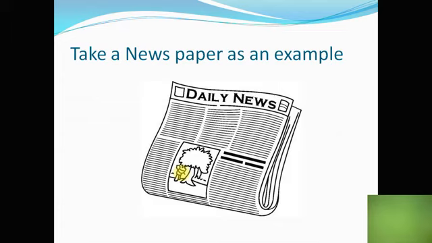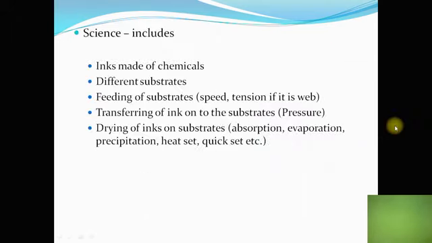Then what is the second thing in the printing definition? Printing is an art and science. Art, science. What is the science involved in this? The science includes, without ink we cannot print. Ink is made up of certain chemicals, and without a substrate we cannot print.